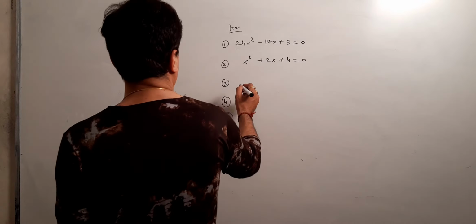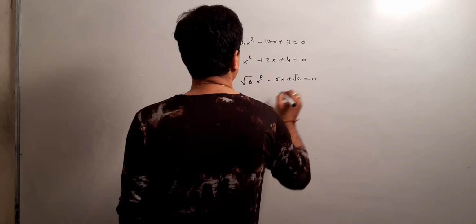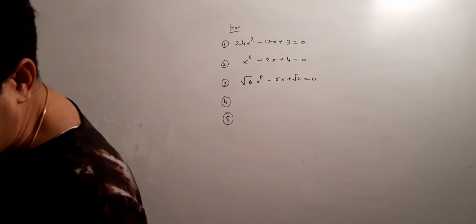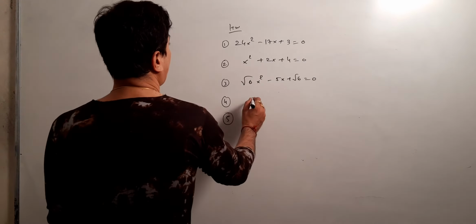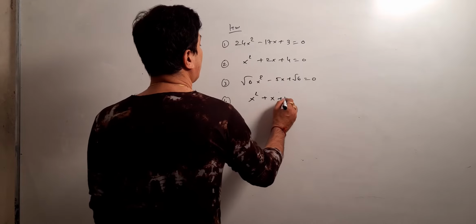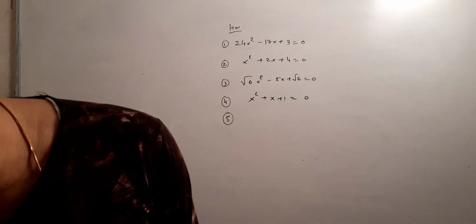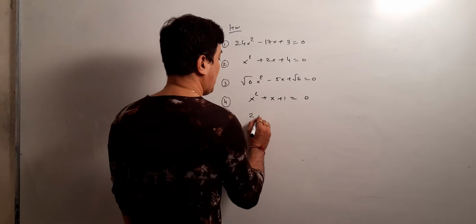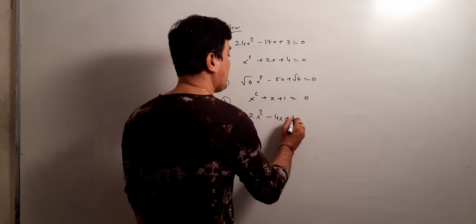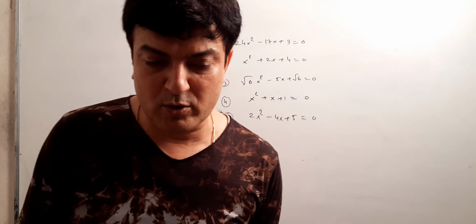My favorite sum: root 6 x square minus 5x plus root 6 equals to 0. Then x square plus x plus 1 equals to 0. And the last one is 2x square minus 4x plus 5 equals to 0.